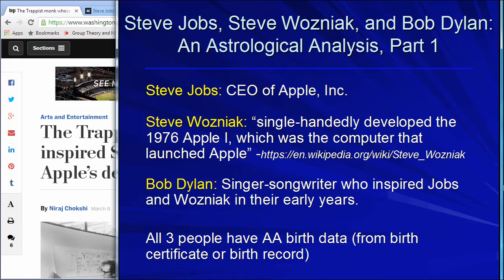And we're going to see the planetary patterns that give Steve Jobs his talent, we're going to see the patterns in Bob Dylan, how they overlay with the charts of Steve Jobs and Steve Wozniak. It's fascinating. And one nice thing, by the way, about these three people, Jobs, Wozniak, and Dylan, is we do have birth data from a birth certificate or birth records. We have accurate birth data for all of them.